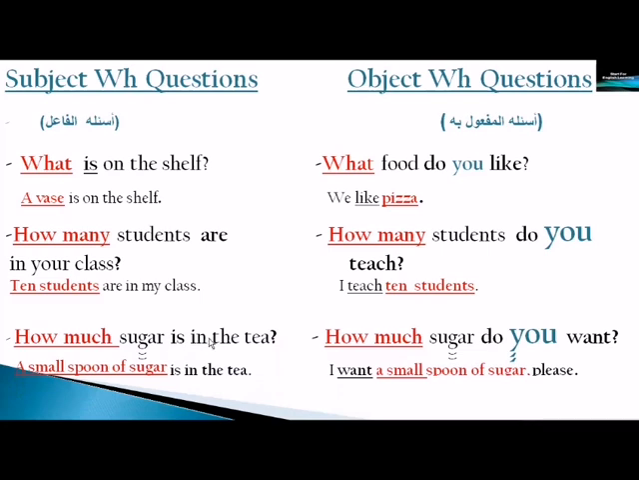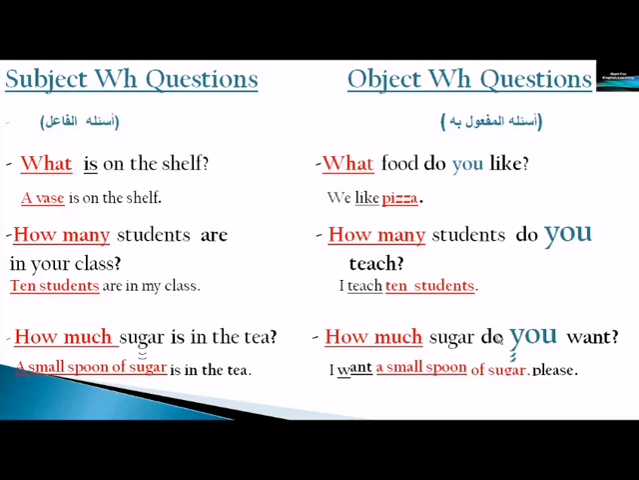How much sugar is in the tea? How much here refers to some information that pertains to the object sugar. The answer, a small spoon of sugar is in the tea. A small spoon of sugar is the subject. We don't have inversion. Sugar is in the tea.